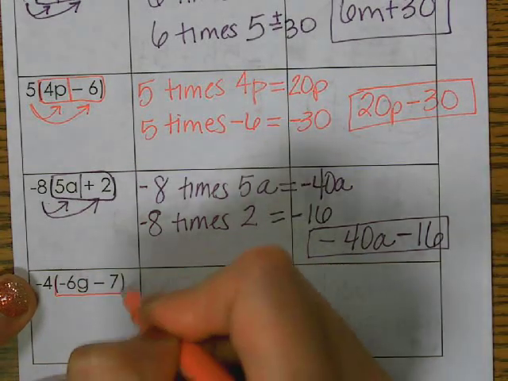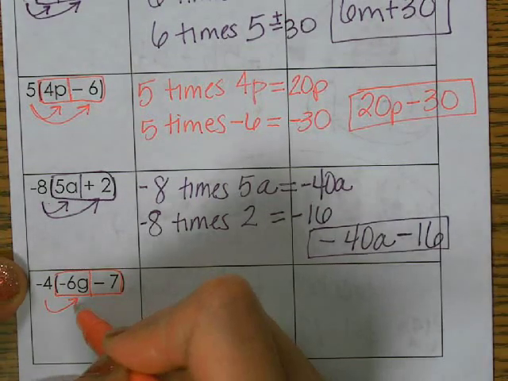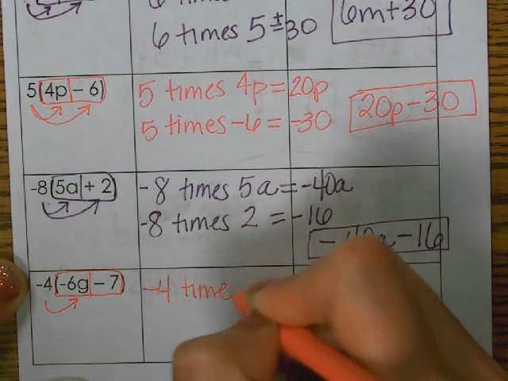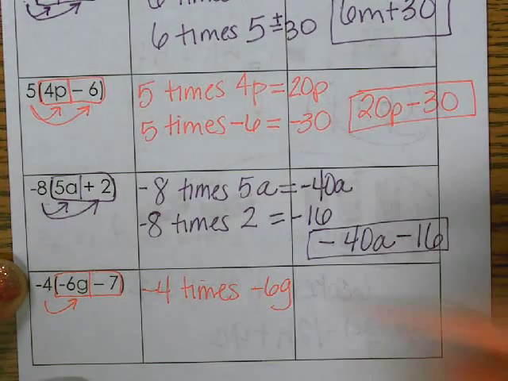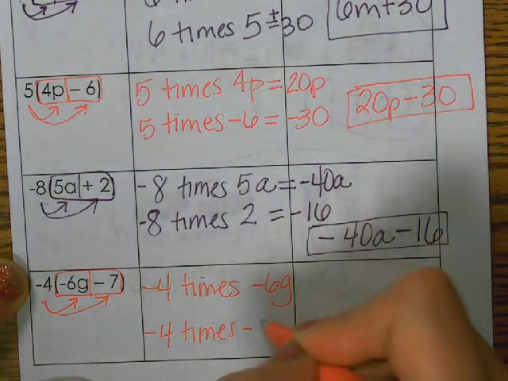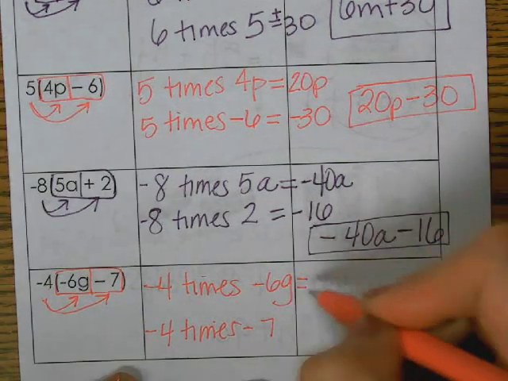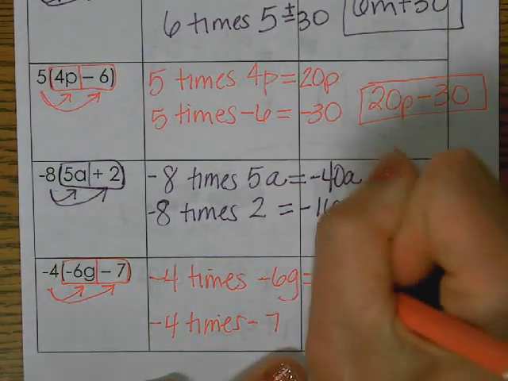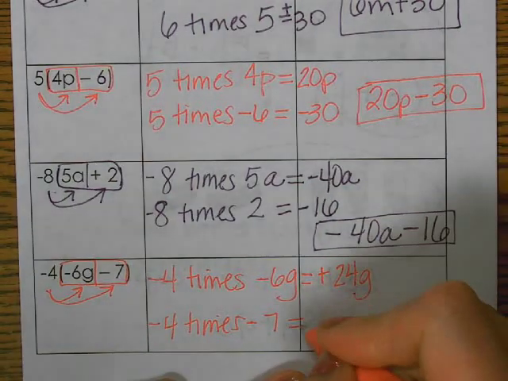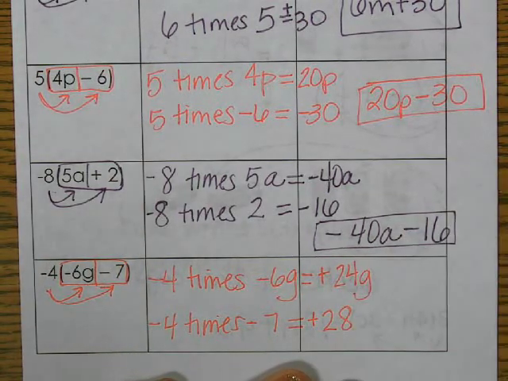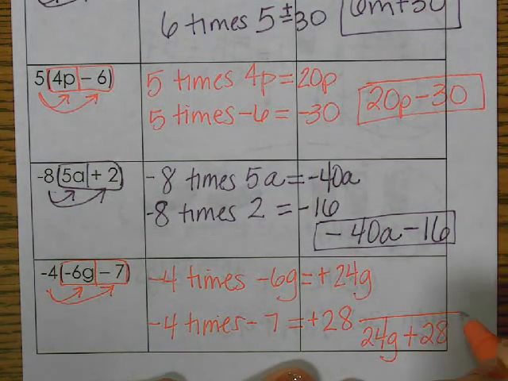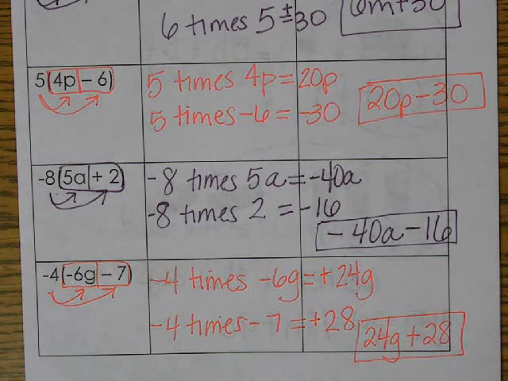Okay? Box it up, multiply it out. This is negative 4 times negative 6G, and negative 4 times negative 7. Negative 4 times negative 6G is positive 24G. And negative 4 times negative 7 is positive 28. So this is 24G and then plus 28 when you put them together.